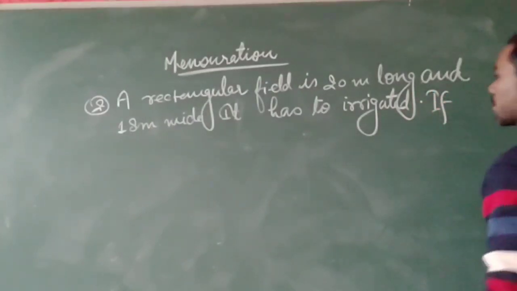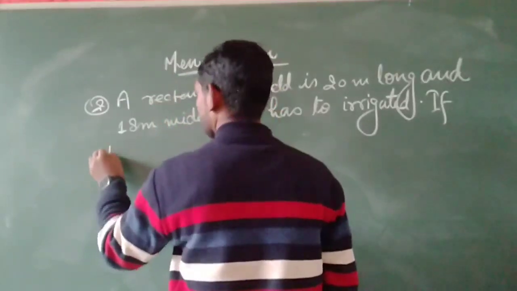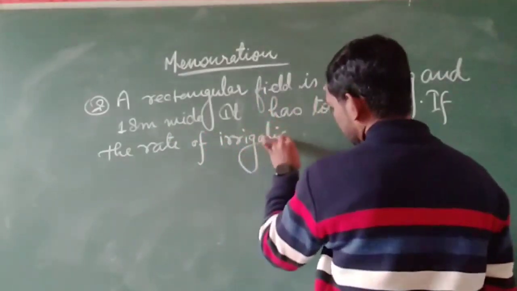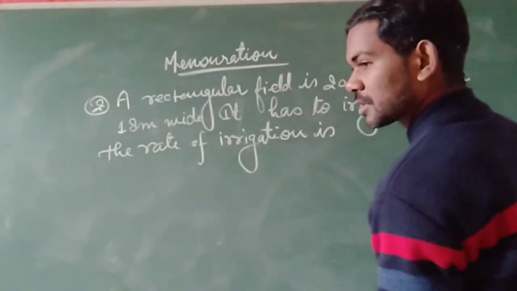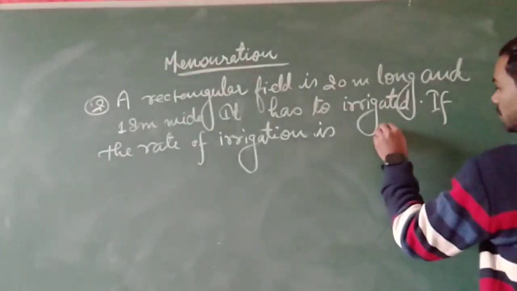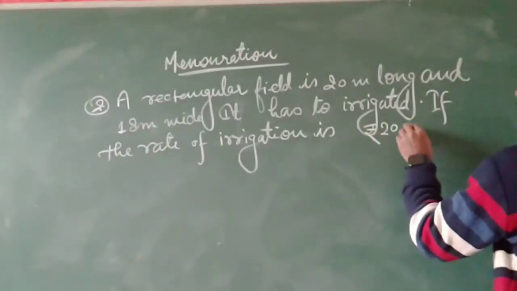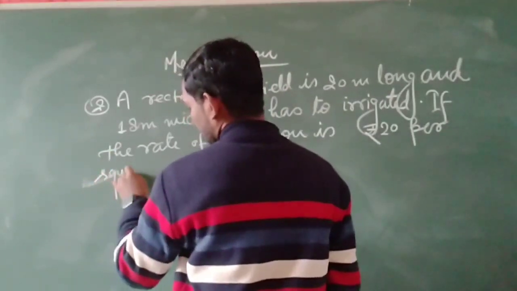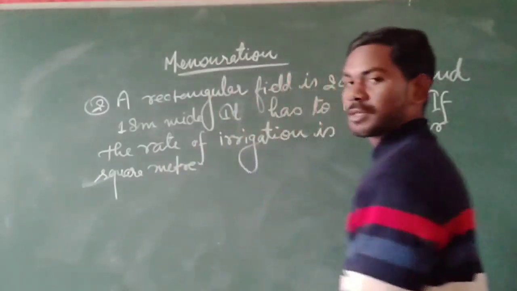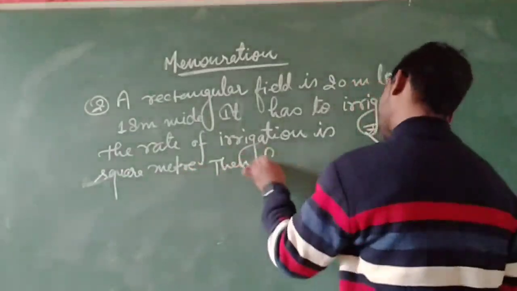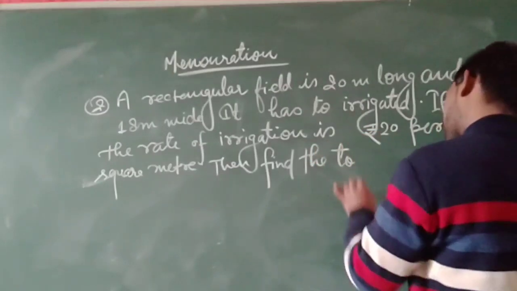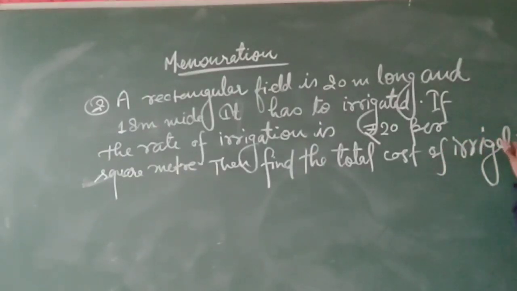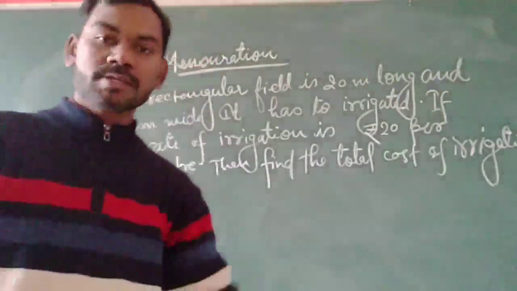If the rate of irrigation is 20 rupees per square meter, then find the total cost of irrigation. So this is your question.